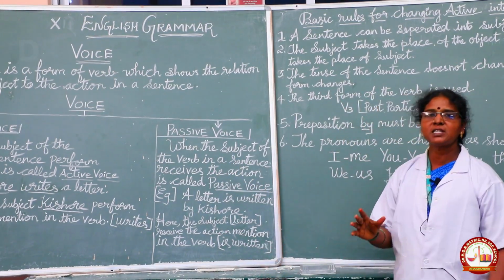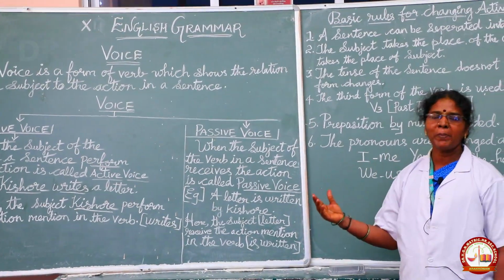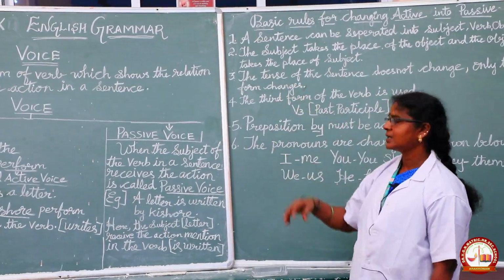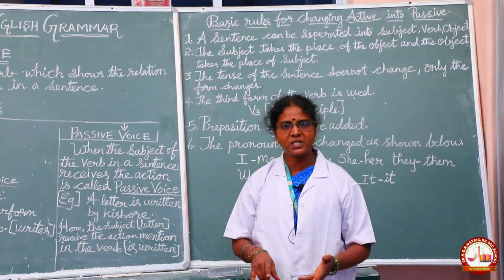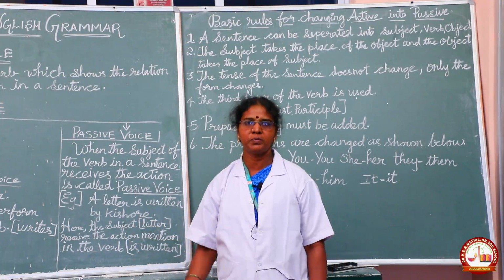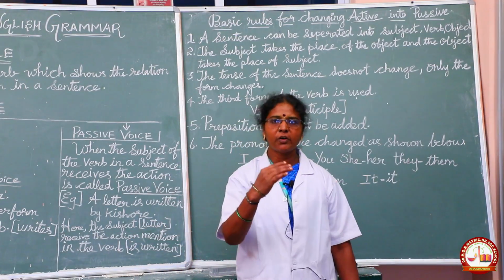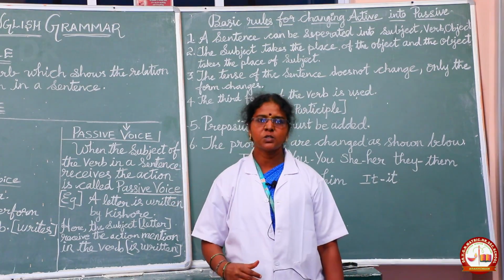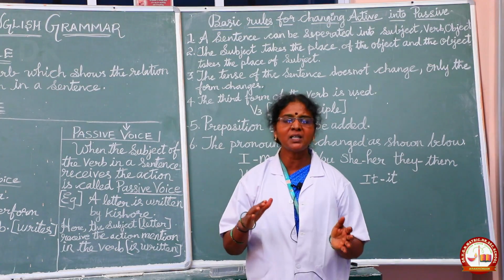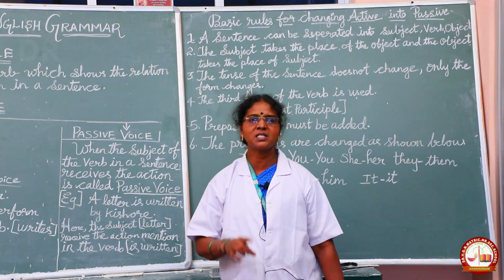Now there are 6 rules in the active voice to change into passive voice. See, first one, a sentence can be divided into subject, verb and object. For example, Ravi kicked the ball. Here Ravi is the subject, kicked the verb, the ball the object. So first you must separate the sentence into subject, verb and object. This is the first rule.